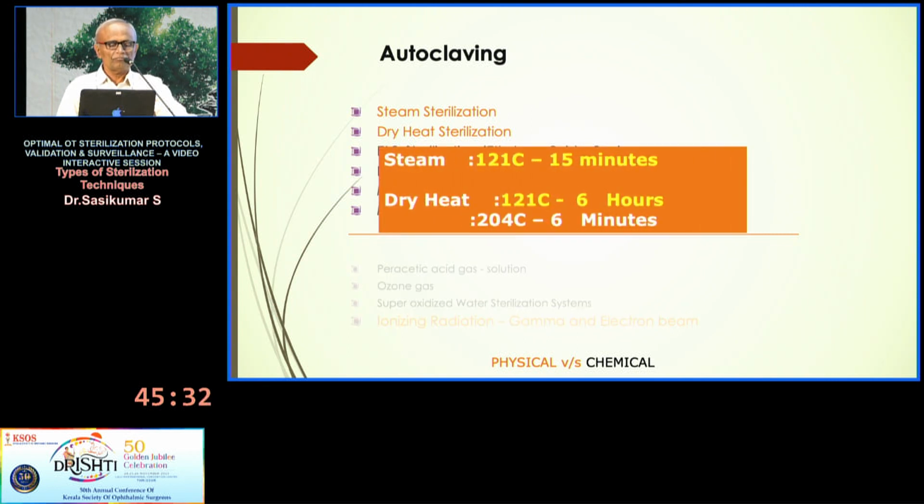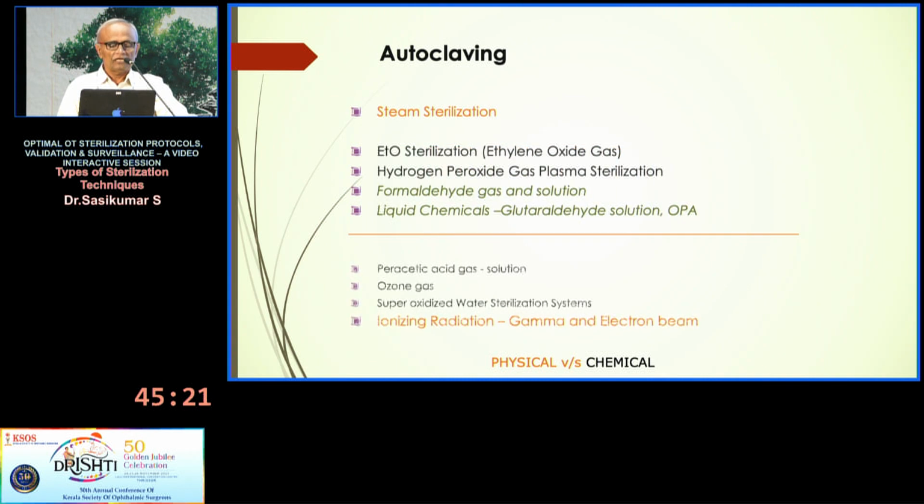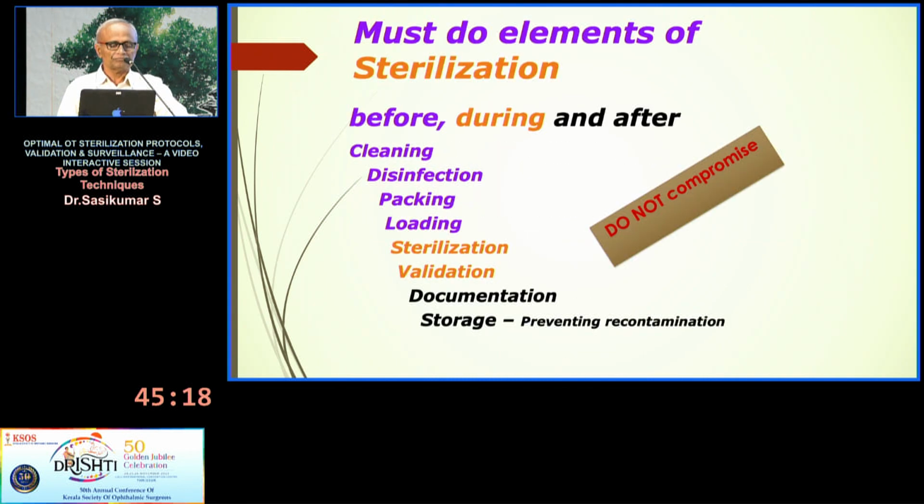Here the steam can be used at 121 degrees centigrade for 15 minutes, or 134 degrees centigrade for 3 to 5 minutes, for effective steam sterilization. You should understand that certain elements must be fulfilled before sterilization: cleaning, disinfection, packing, loading, all those techniques should be proper, then only your sterilization will work. Otherwise, 1 in 1 million spores can survive after your sterilization process.